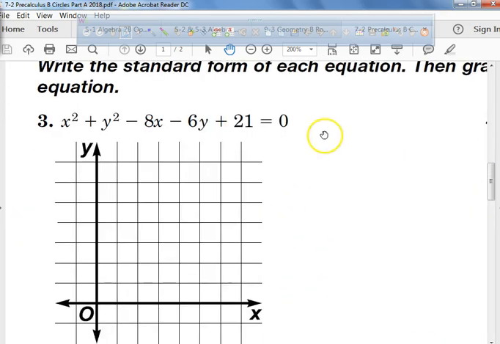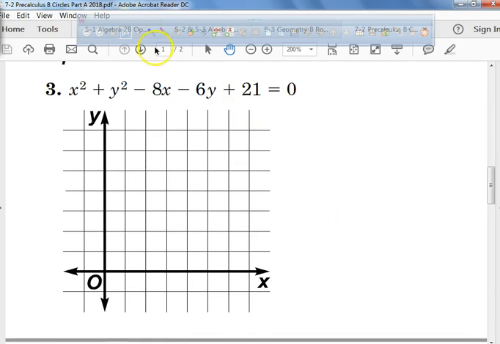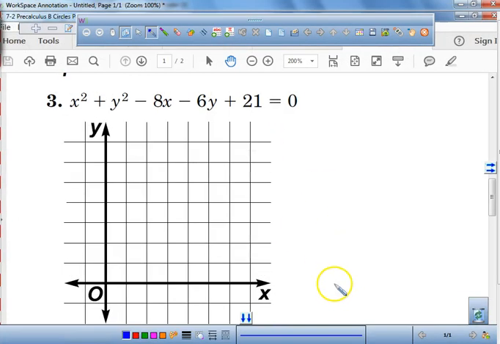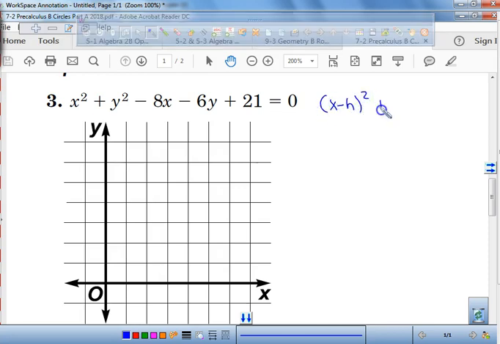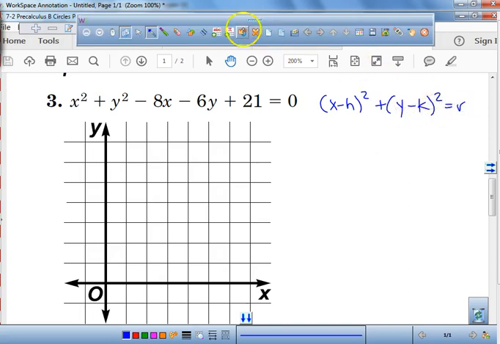So what we're going to do right now is take a look at problem number 3. We need to write the equation in standard form. By the way, what does standard form look like? Once again, (x minus h) squared plus (y minus k) squared equals r squared.